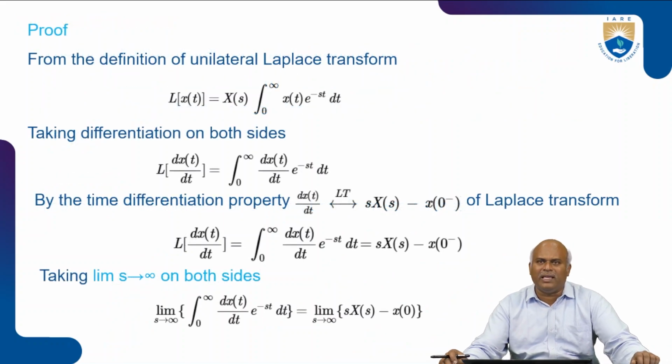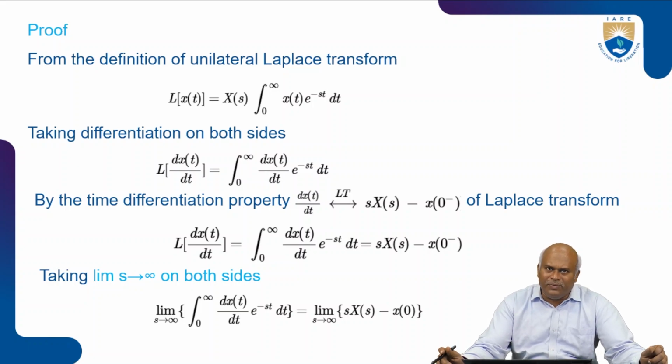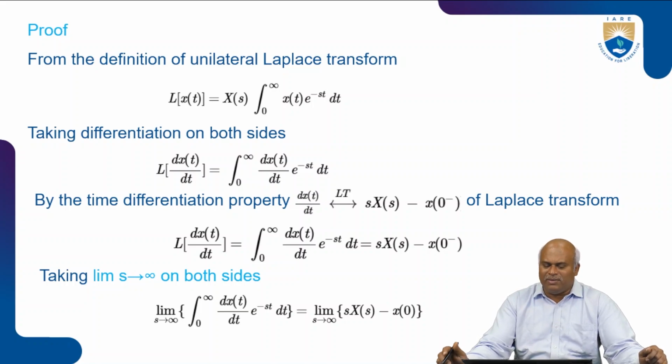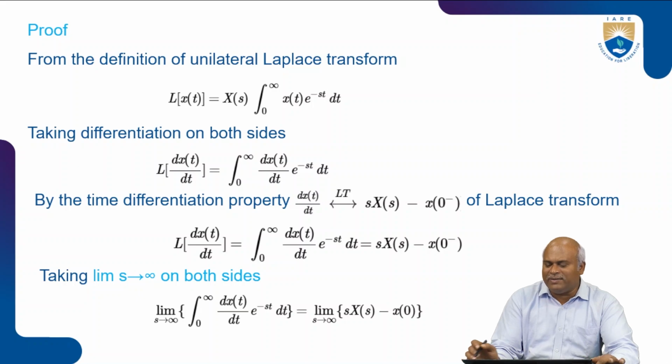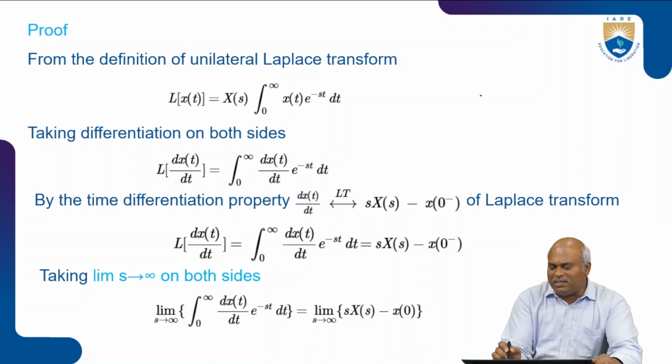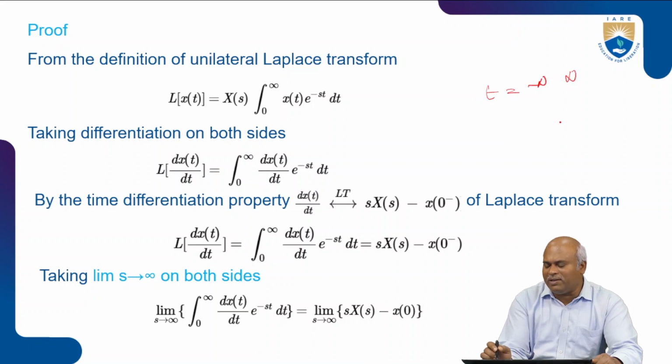Now we need to prove this statement. We know the Laplace transform definition of the unilateral Laplace transform. Bilateral would consider t from minus infinity to plus infinity, but here we take the range from 0 to infinity. We take only one direction, which is called unilateral.